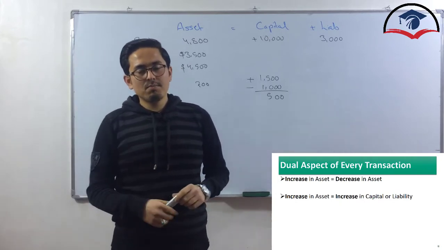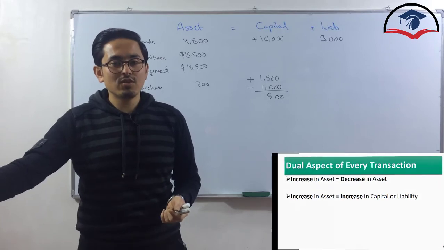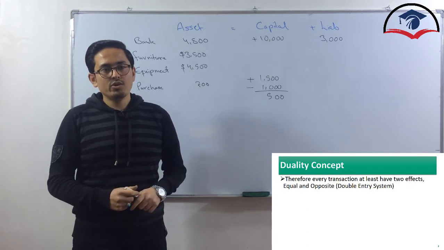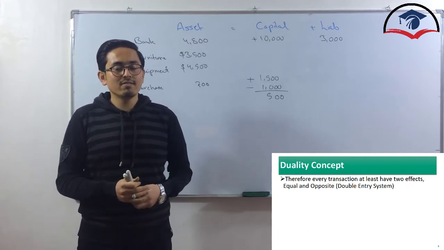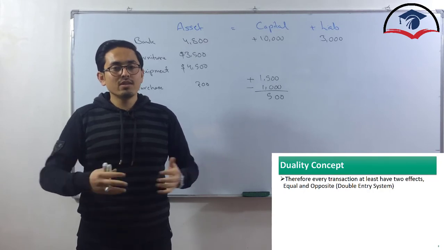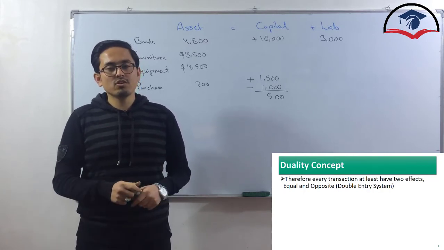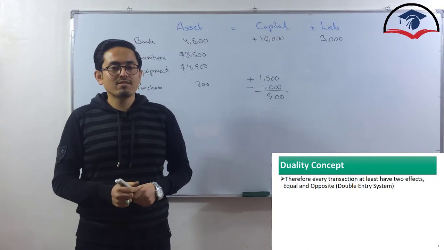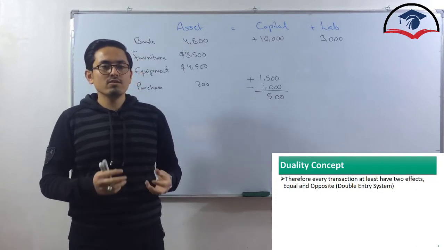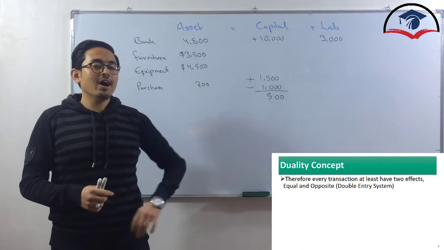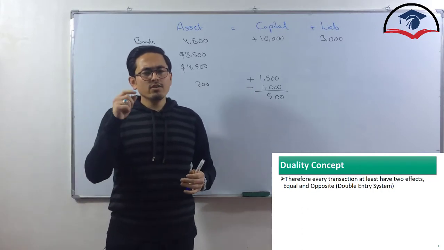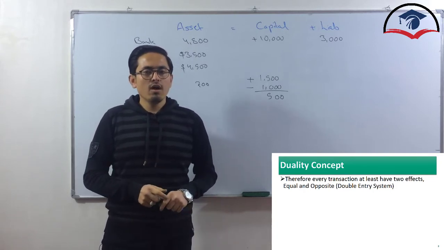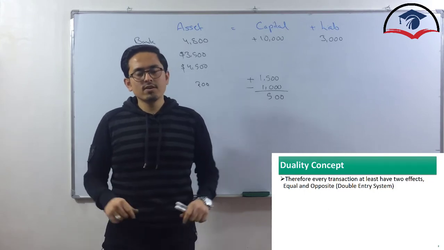So this is the secret behind the dual aspect of every transaction. And as I said, we will come to the double entry system, which follows the duality concept. Here, every transaction will affect at least two sides, maybe equal and opposite sides. Opposite side means one will decrease or increase, or the other side will be on the other side of the equation. We will discuss it further in the double entry system video, which I told you about.